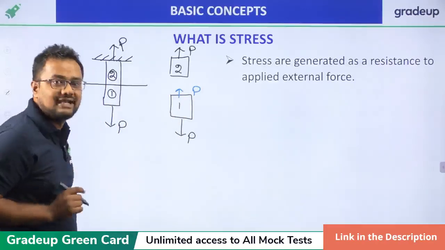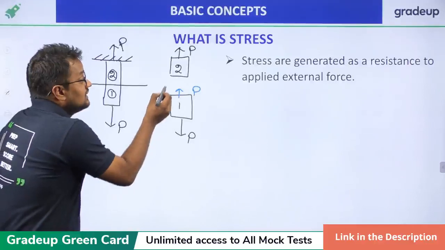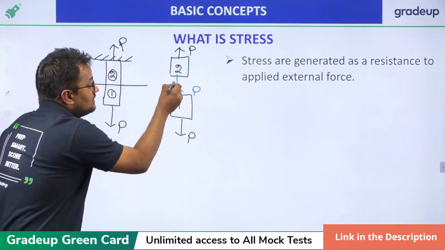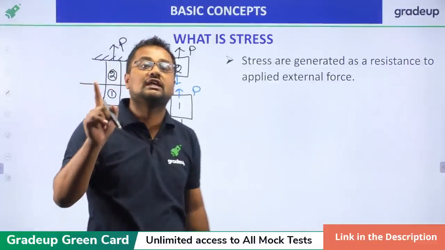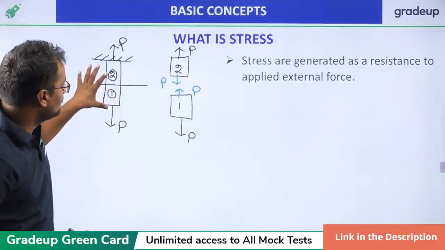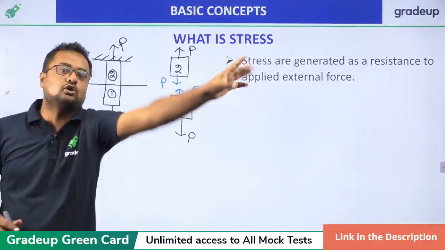Now it is in equilibrium, my dear friends. And in the second part, this P force is acting downwards. Now this second part is also in equilibrium. This whole body is in equilibrium. Therefore, this small part 1 and 2 must be in equilibrium.